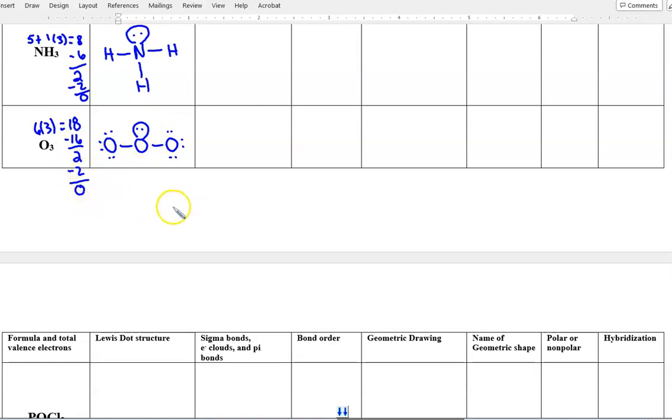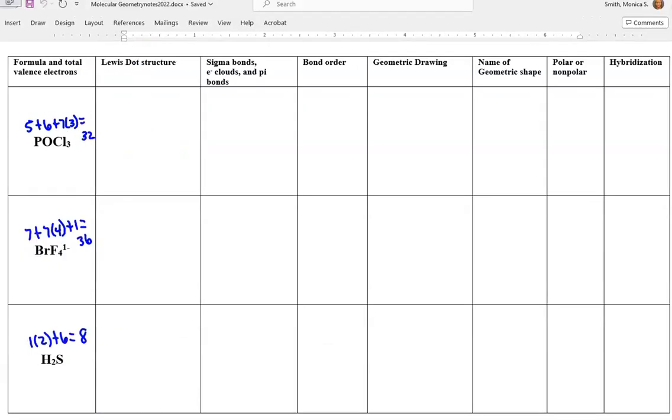There's no more extras. I now need to look at the middle element. The middle element needs to have 8. 2, 4, 6. It does not have 8. I can't give it any more. So what do you do when the middle element doesn't have 8? After you've given out your clouds, you're going to take 2 away, doesn't matter from which one, and now you're going to draw a pi bond. So now 2, 4, 6, 8 on the middle element, and we haven't gone over 18. So there is ozone.